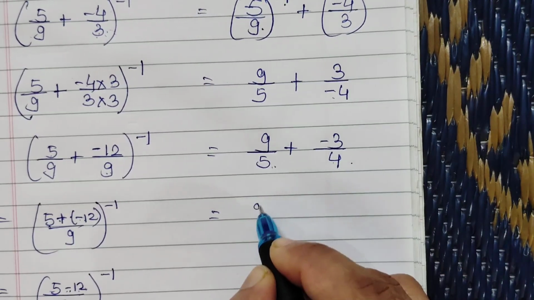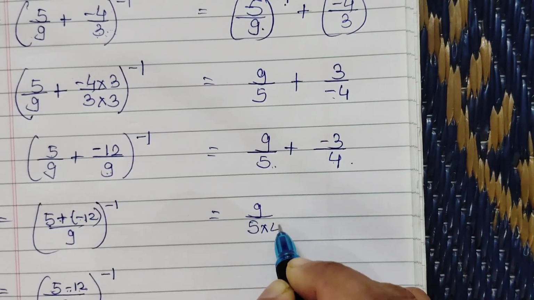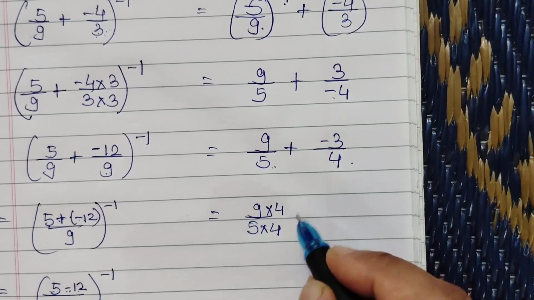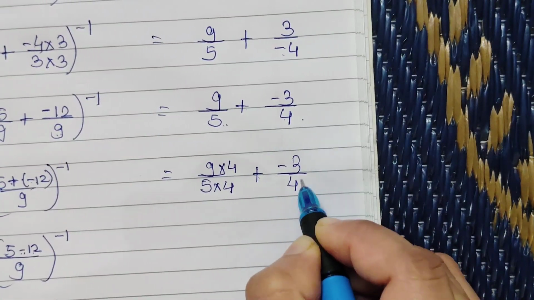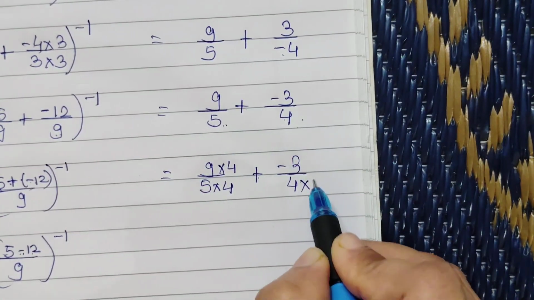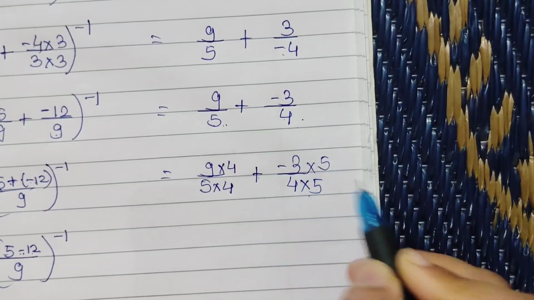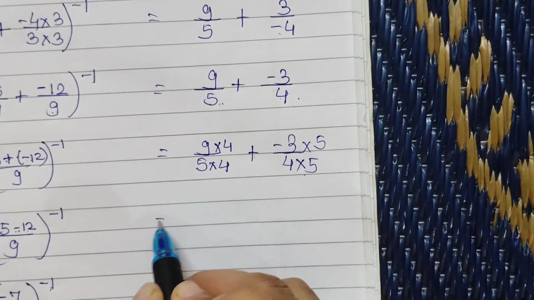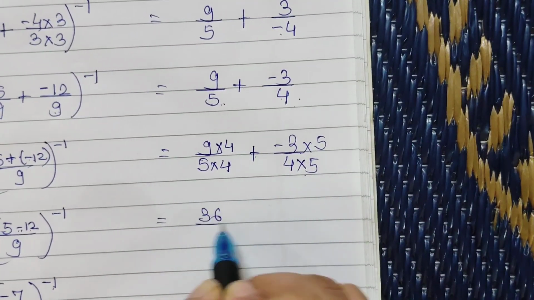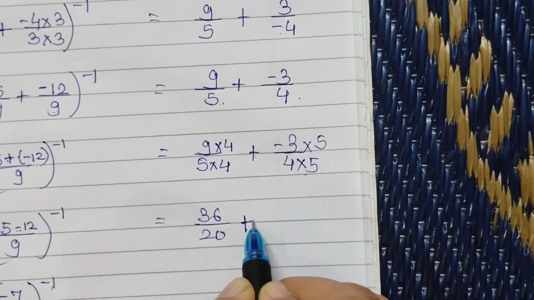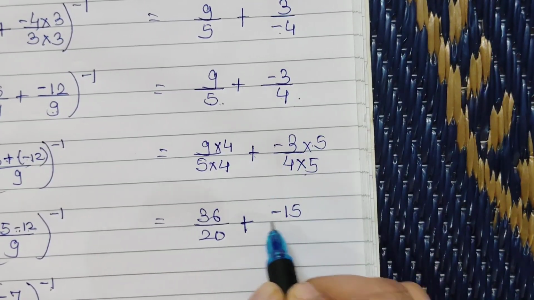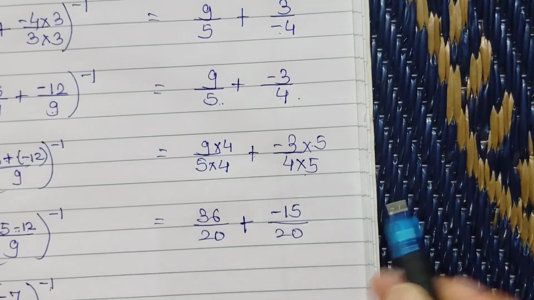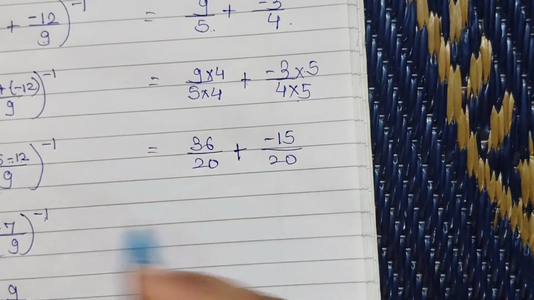So 9 upon 5 multiply by 4. So up also I will multiply by 4. Then plus minus 3 upon 4. I will multiply this 5 over here. So up also I will multiply by 5. So 9 4s is 36. 5 4s is 20. Plus sign. 3 5s are 15. Minus plus minus. 4 5s are 20. Now I got equal denominators.